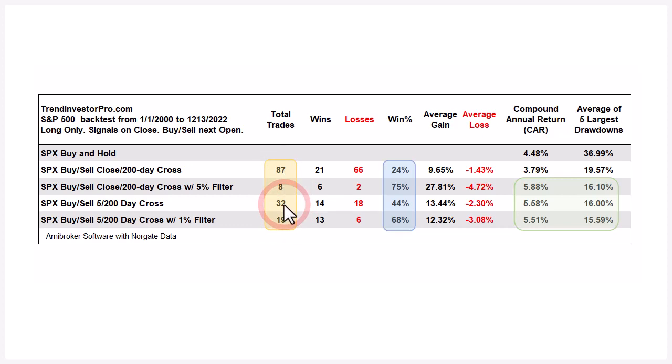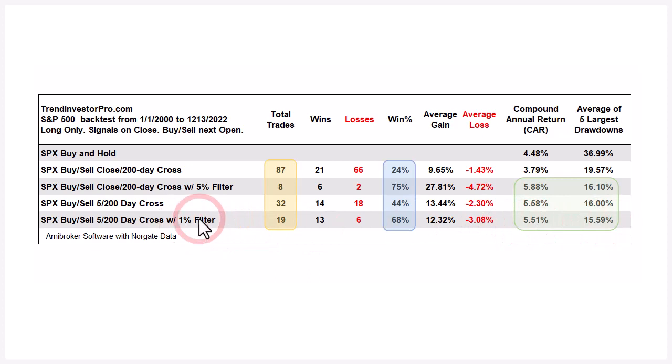And then the next thing is the win rate. If you look at the 5-200 cross, it has a 44% win rate. So it's got the lowest win rate of the group. The close-200 cross with the 5% filter has the highest win rate, 75%, but the fewest trades. And then you look at the 5-200 cross with the 1% filter. You're getting that high win rate. And this seems to be a bit of a sweet spot here.